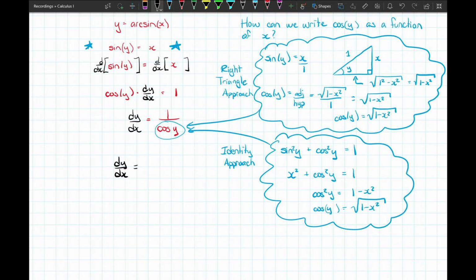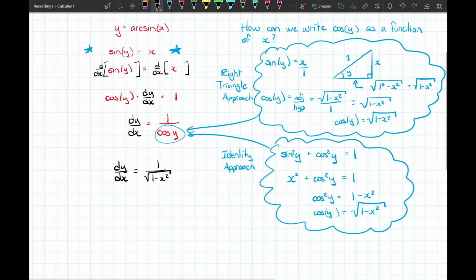Now that means that the derivative dy by dx is simply 1 over the square root of 1 minus x squared, and since y was equal to arc sine x, that means that the derivative of arc sine x is equal to 1 over the square root of 1 minus x squared.